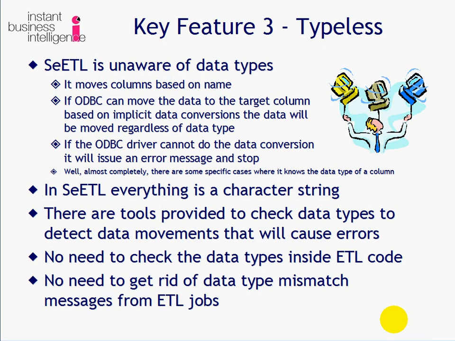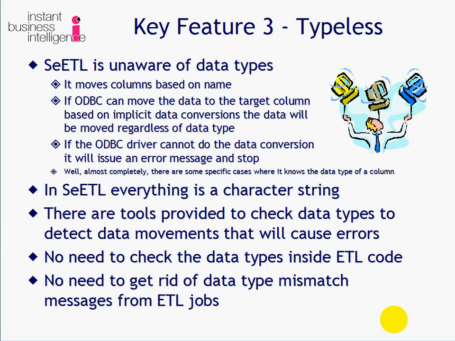Typeless. This is really great. SeETL runtime is actually unaware of any data types. It thinks everything is a string, except in rare cases where you tell it that these fields can be summarized, and then they're treated as numerical fields which can be added together. So it moves columns based on name, and if ODBC can move the data to the target column using the implicit data conversions in ODBC, then that data will move.